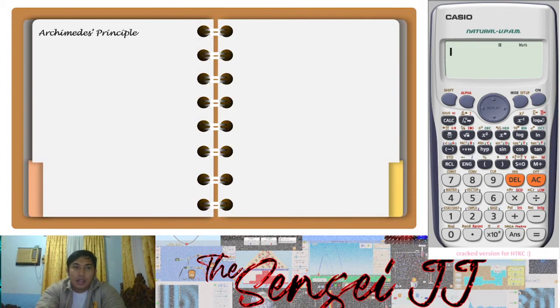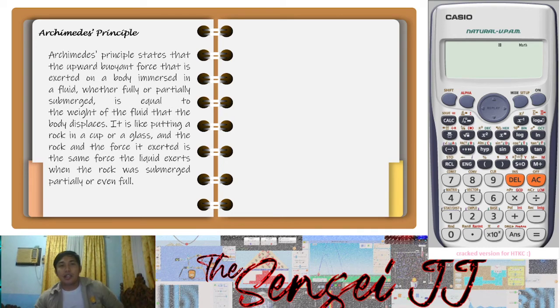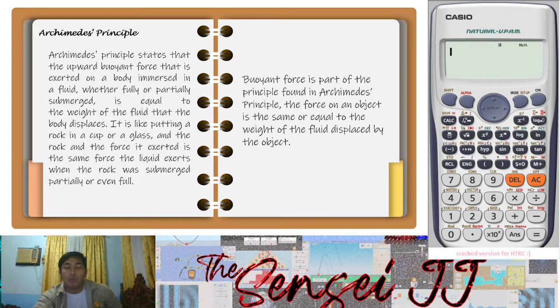Okay. So Archimedes' principle. Archimedes states that the upward buoyant force exerted on a body immersed in a fluid, whether partially or fully submerged, is equal to the weight of the fluid that the body displaces. So it is like putting a rock in a glass, and the force exerted is the same force the fluid exerts when the rock is submerged, partially or even fully. So the buoyant force is part of Archimedes' principle: the force on an object is equal to the weight of the fluid displaced by the object.